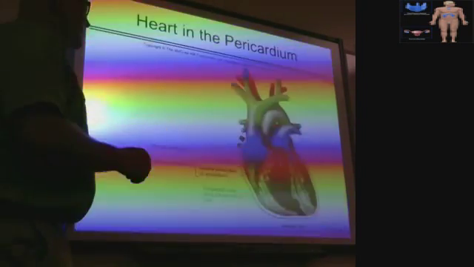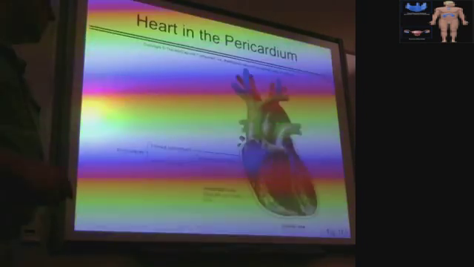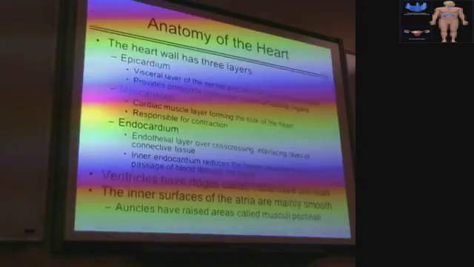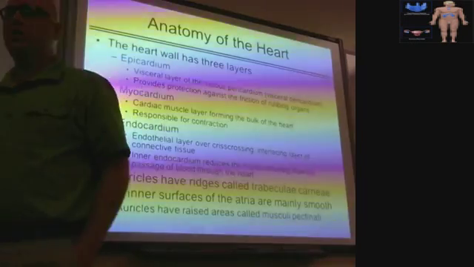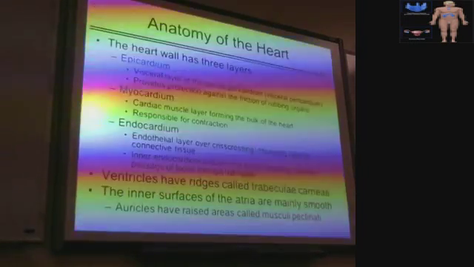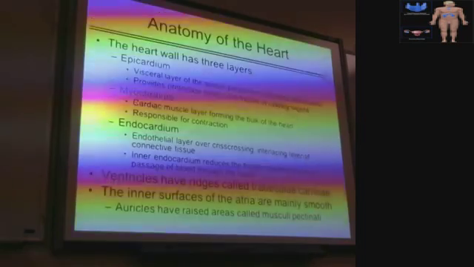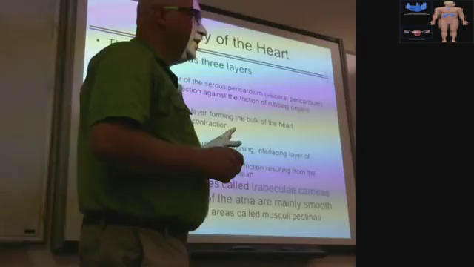Okay. Here we see an image of the anatomy of the heart, which we will spend more time on in detail later when we do the dissection. Okay. The heart has three layers: the epicardium, the myocardium, and the endocardium. Epicardium is the visceral layer of the serous pericardium, and it provides protection against rubbing.